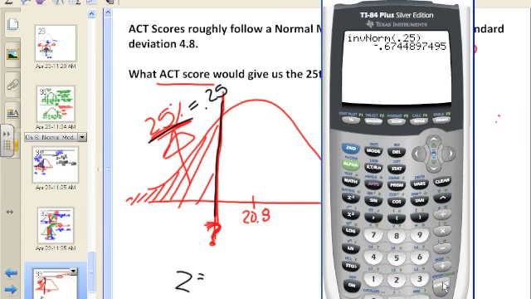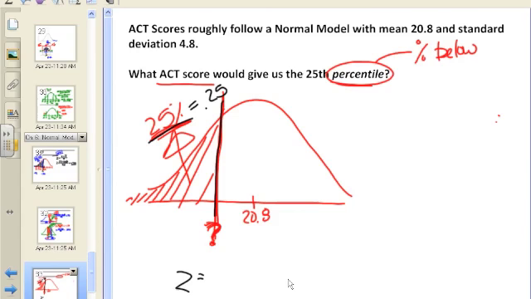That's my z-score. Negative 0.67. I'll just round that to 2 decimal places. Negative 0.67. That's pretty cool. My calculator says, hey, right here is a z-score of negative 0.67. That will give you 25% below it. However, that's not actually the answer to my question. Remember, the question was what ACT score would give you the 25th percentile. I have what z-score. I need an ACT score.